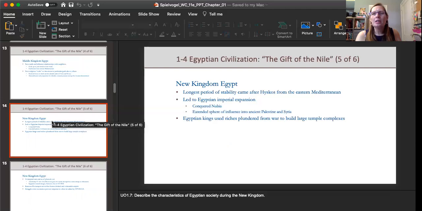Curiously, another neighboring society springs up later out of this, Kush, and they model themselves on the Egyptians. You would think they would want to get rid of Egyptian ways, but they actually apparently admired them enough to model themselves on them. But for many, many years, Nubia was under Egyptian control. And Palestine and Syria also were colonized. And all of these kings took all of these spoils of war and built large temple complexes to honor their gods.